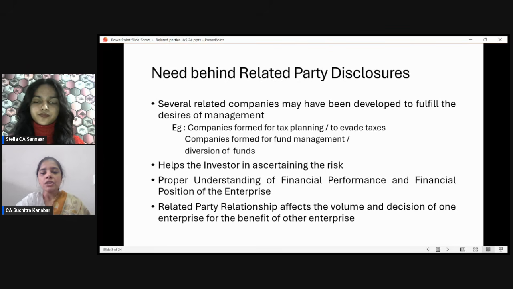The related party relationship affects the volume and decisions of one enterprise for the benefit of the other enterprise. And if you see, IAS sheds light on related party transactions. Disclosures ensure transparency and fairness in financial reporting. The whole purpose behind this is that you have to see the substance of the transaction and not merely the legal form in which it has been entered into. So it is basically lifting the veil and seeing what is happening behind the transaction.